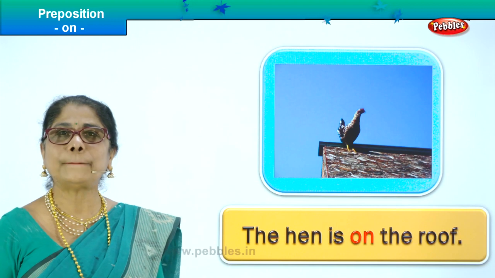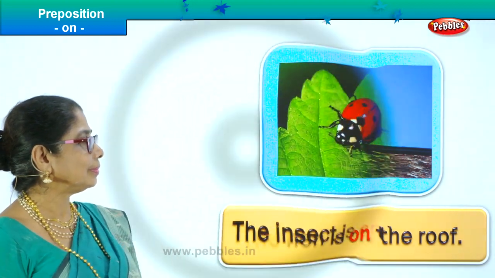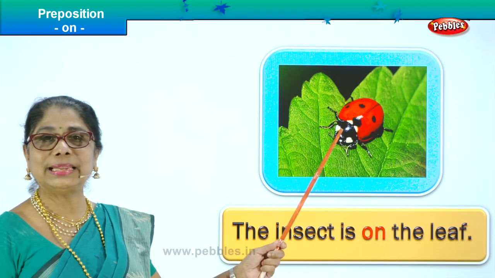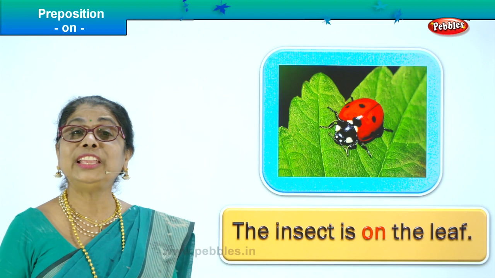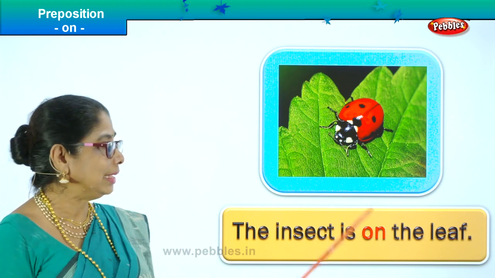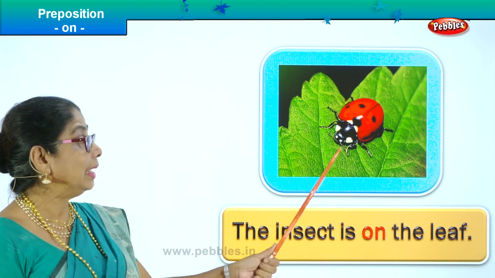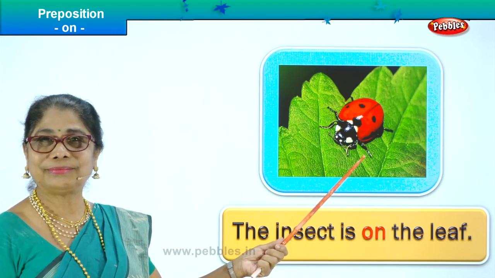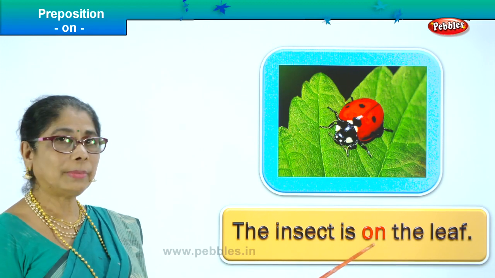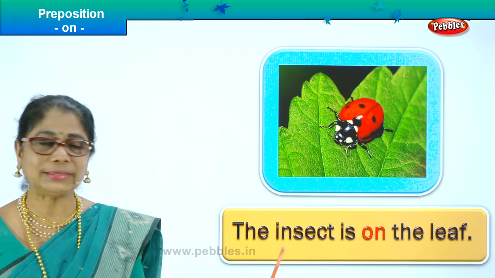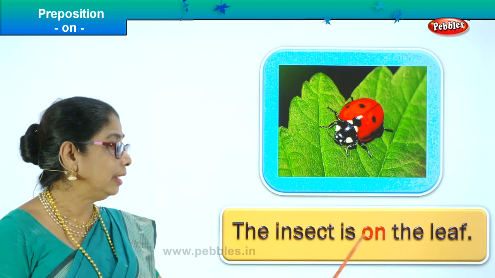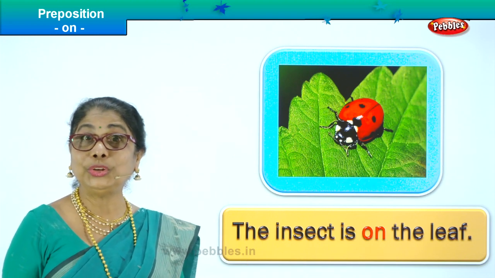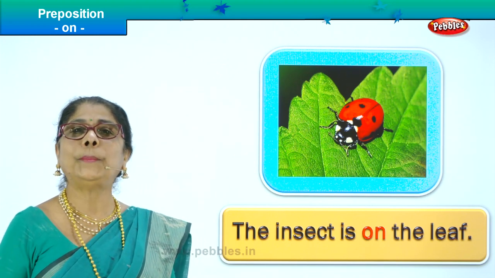Let's take our next picture. Where is the little ladybird? Ladybird is an insect. Where is it? It's on a lovely green leaf. Where is the insect? The insect is on the leaf. Crawling on the leaf. On. Preposition on. Put your finger and read the sentence. The insect is on the leaf. The full sentence you read. Very good.